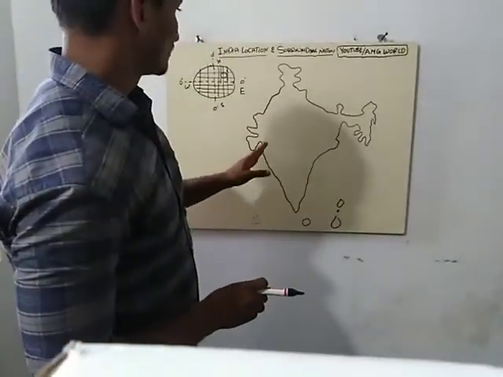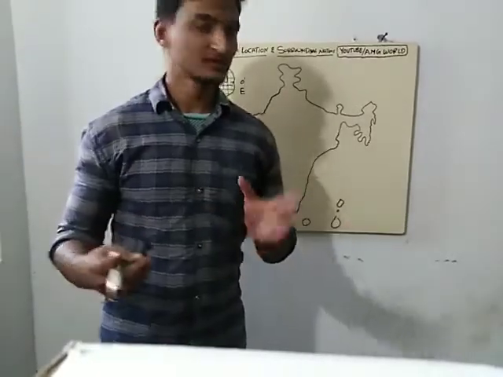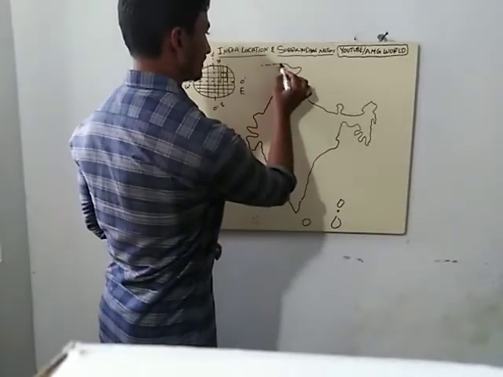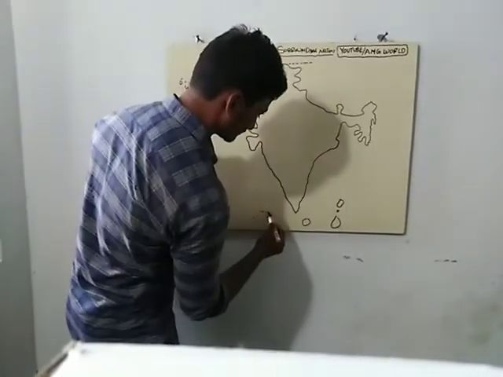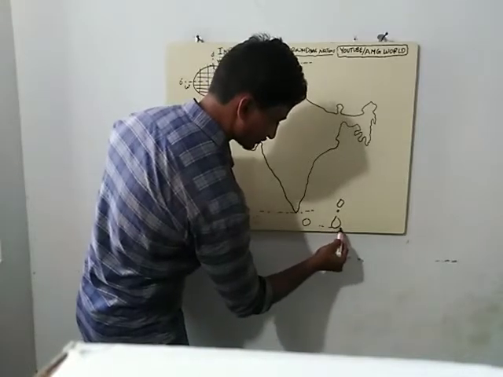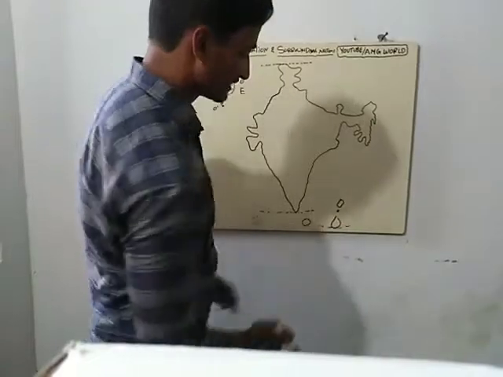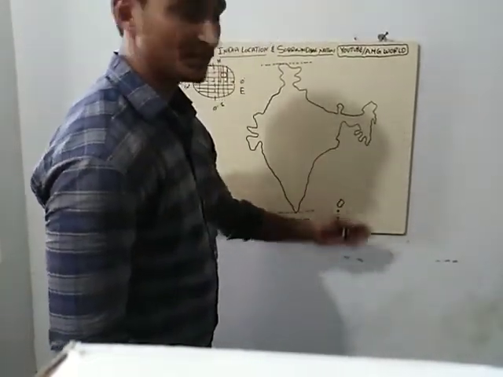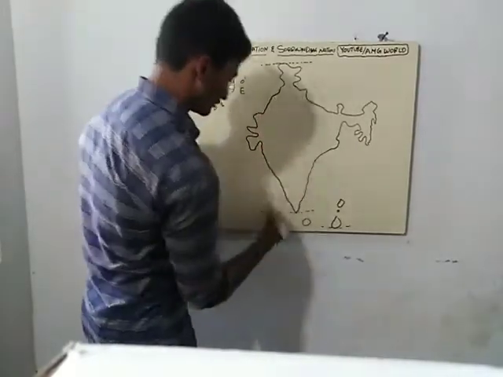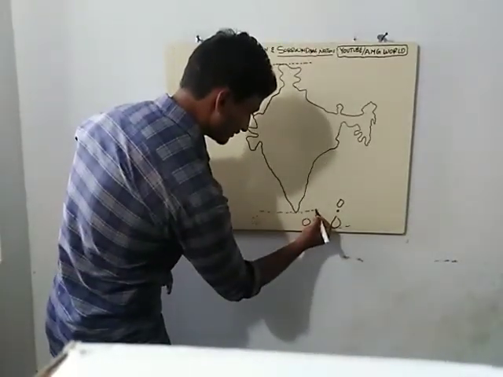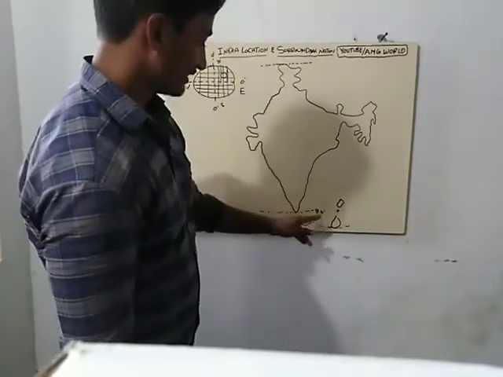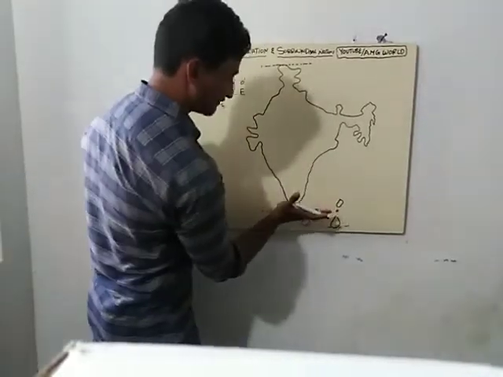So what are the latitudes and longitudes touching the extreme points of India? Here there is one extreme point, and here also one extreme point, because the Nicobar Islands go a little bit deeper into the Indian Ocean than the mainland. The latitude present here is 8 degrees 4 minutes. India spreads from 8 degrees 4 minutes.